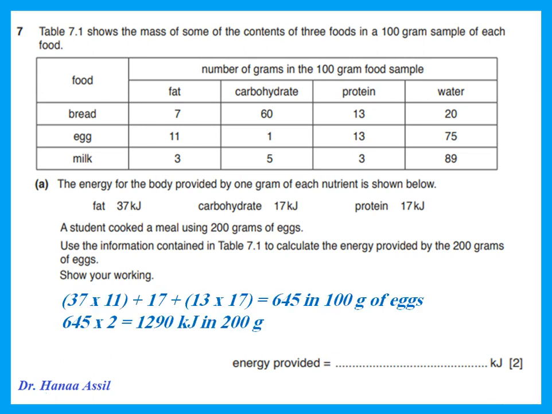So what we have is 37 kilojoules provided by 1 gram of fat, plus 1 gram of carbohydrates has 17 kilojoules, plus 1 gram of protein has 17 kilojoules. This gives me the amount in 100 grams. He wants them in 200, so this will be the amount in kilojoules.